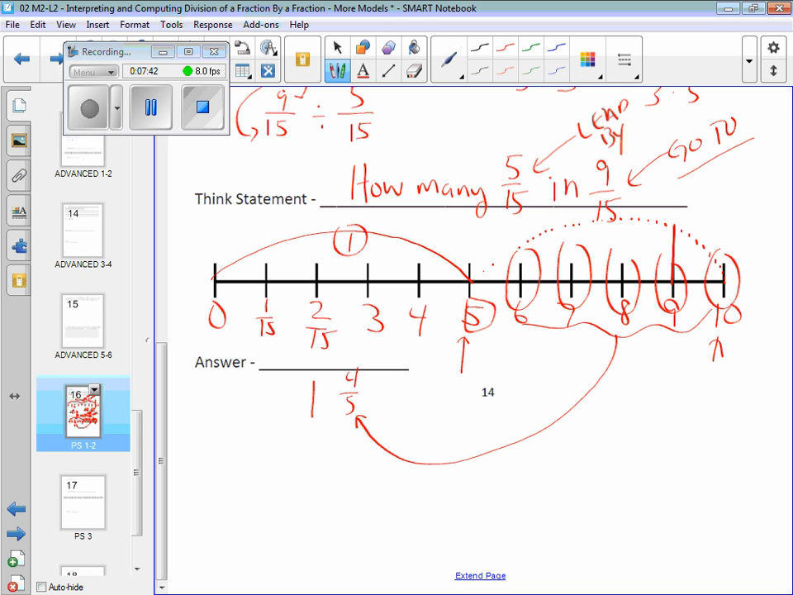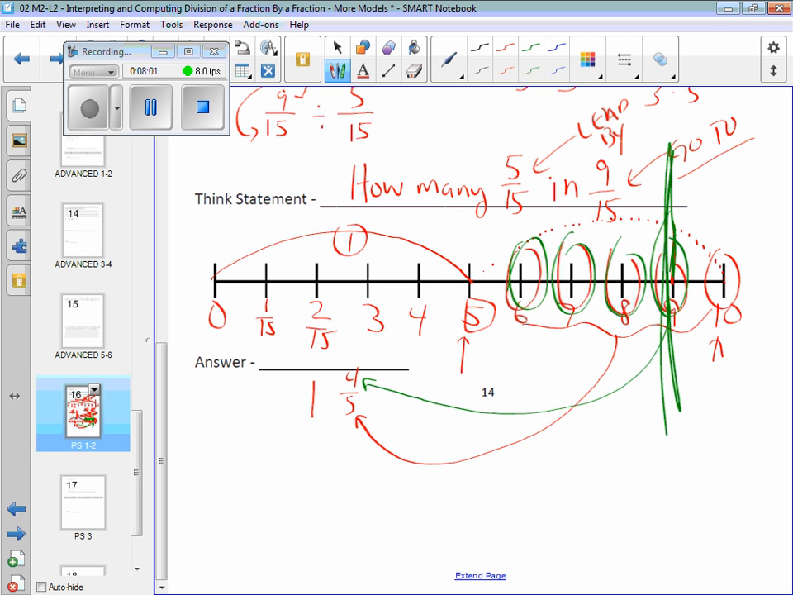Right, there's 4. I'll do it in a different color. Since this is where I've got to go to, there's 1, 2, 3, 4. That becomes your numerator, so it's 1 and 4/5. It's 4/5 along the way between 5 and 10, because this is where I've got to go to. Does that make sense?